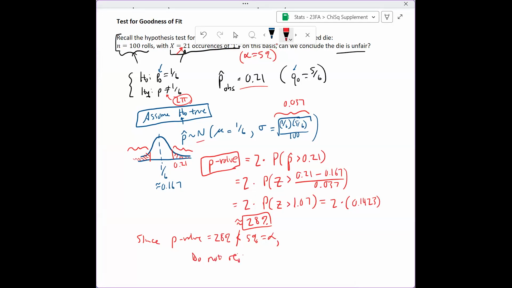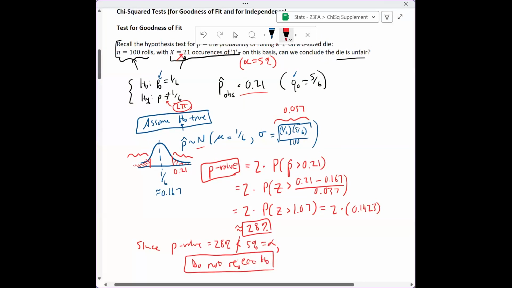Do not reject H naught. So in other words, on the basis of this sample, size 100 with 21 occurrences of a 1, we don't reject the null. We don't reject the die being fair. This could reasonably have happened just by chance, just by sampling error. We happen to roll a few extra ones this time, and maybe the die is still fair.